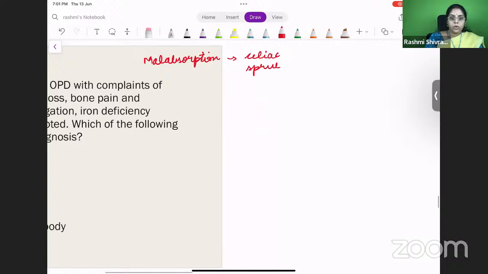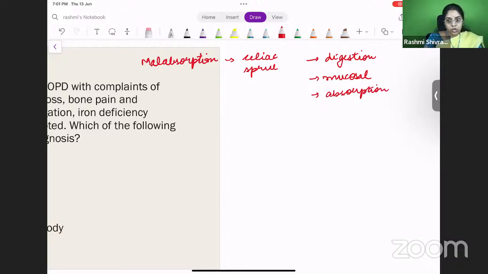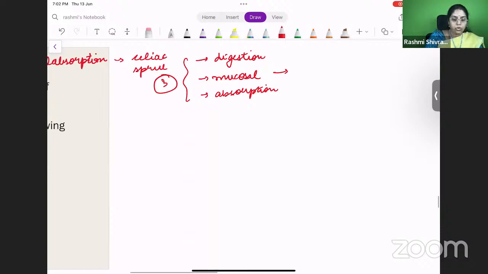So in malabsorption syndrome, what are the basic three problems? There could be a problem in the digestion, or there could be a mucosal abnormality, or the absorption could be defective. Either the digestion could be a problem, or the epithelium could be a problem, or the absorption could be a problem. These are the three problems which can be noted in a patient who is having a malabsorption presentation. Among these, celiac sprue falls under the mucosal issue.